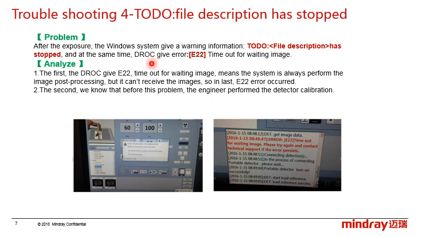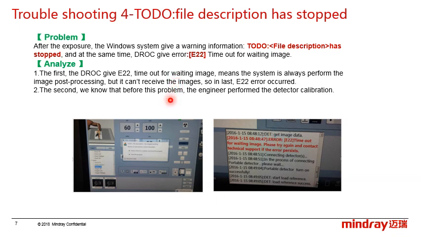Okay, the next typical case is after exposure, the Windows system gives a warning information, "TODO file description has stopped", and at the same time, the DROC gives error E22, timeout for waiting image. So, how to analyze this problem?